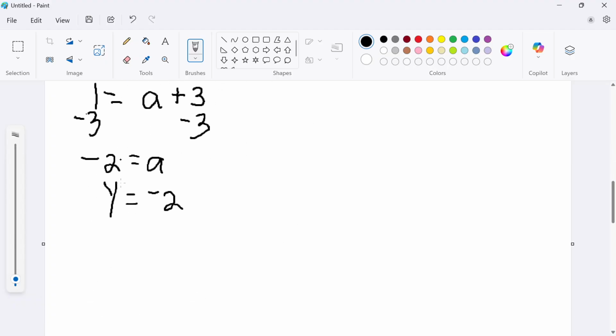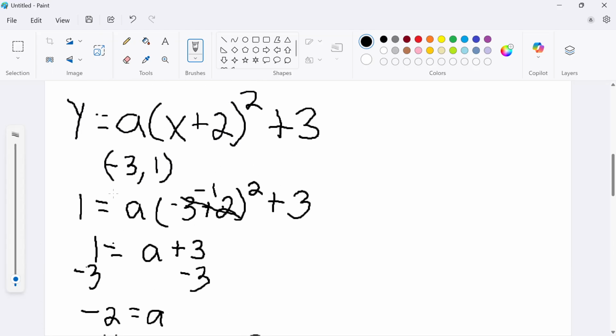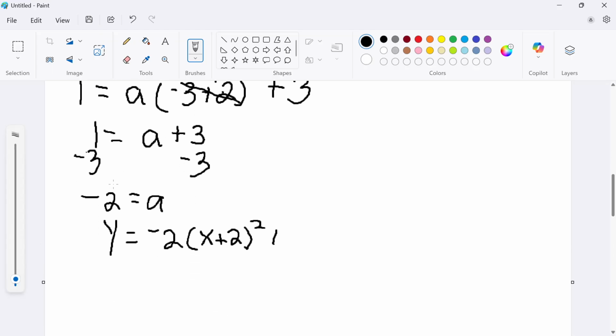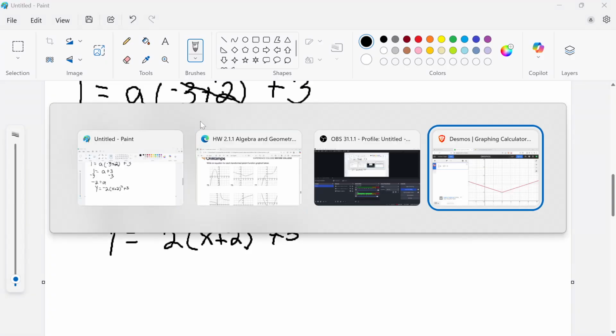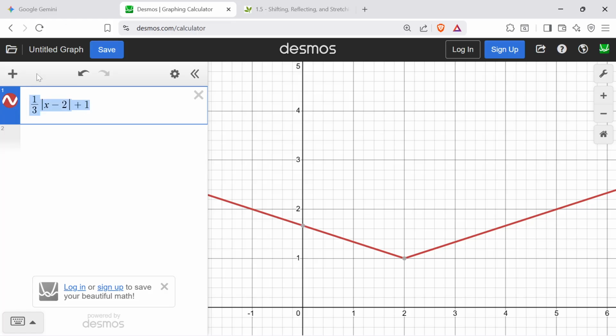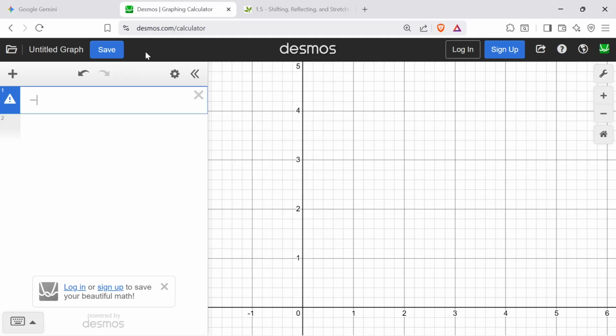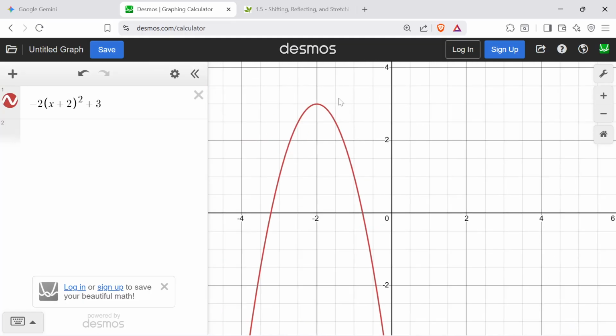So I know this function is y equals negative 2. What was the shift again? x plus 2, squared, plus 3. And if you want to prove it, we can look at Desmos. We can do negative, what was it? Negative 2 times x plus 2 squared plus 3. And you can see there's the function.